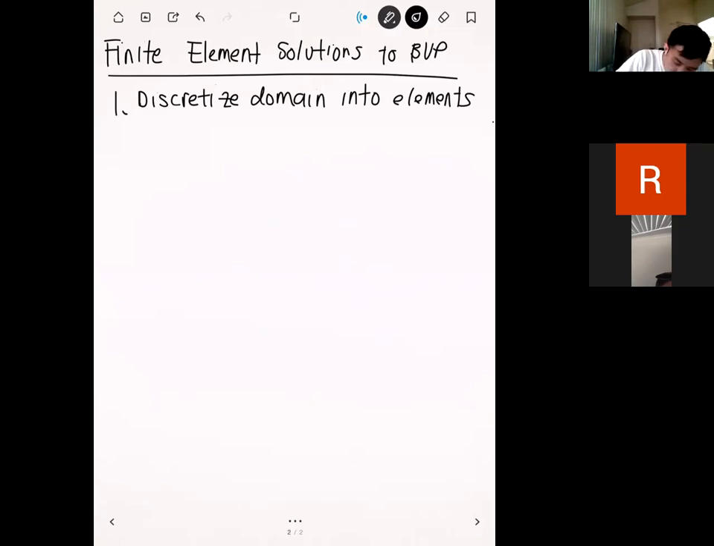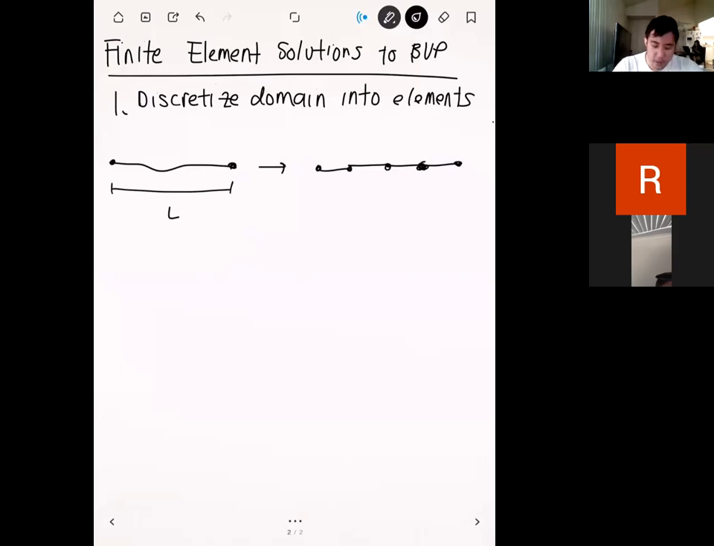For these 1D problems, we have a 1D domain like this. Let's say we have a bar of length L. To discretize it, we can break this up into lots of smaller bars. And that's a discretization.